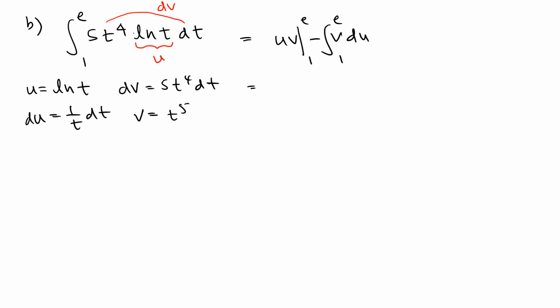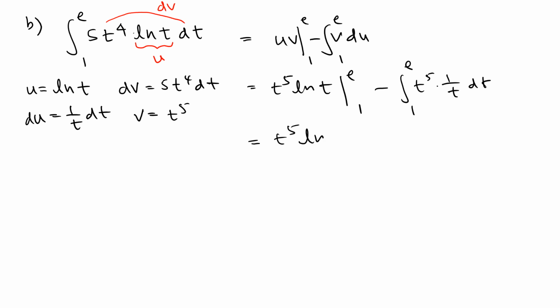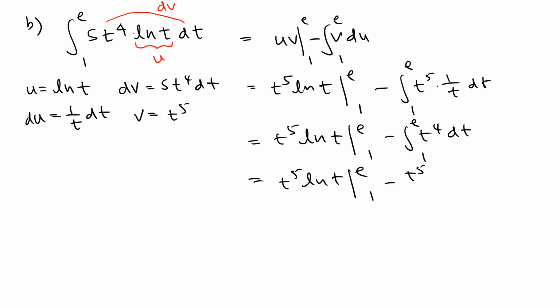So let's plug in. uv means t to the fifth ln t evaluated at e and 1. This is not an improper integral, so everything is fine. And then v means t to the fifth, du is 1 over t dt, evaluated at 1 and e. I'm going to leave it like that for the moment. Here you can see that this is simply t to the fourth dt from 1 to e. You can evaluate this as minus t to the fifth from 1 to e.